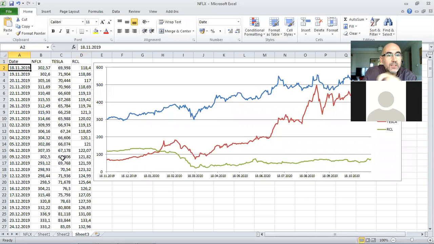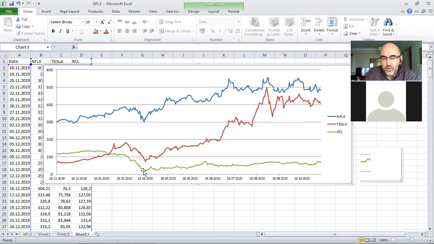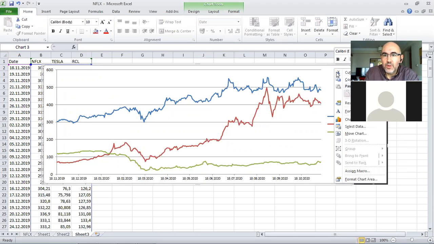When we tabulate these 3 stocks with a time series graph, we see the following. The blue one is Netflix, the red one is Tesla, and the green one is RCL, and the green one has a very dramatic steep drop here. It drops from 120 to somewhere in the 20s, then it rebounds. So let's see, I'm going to get rid of this now.